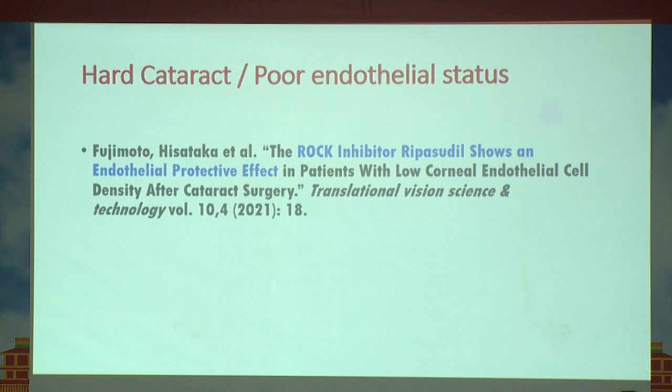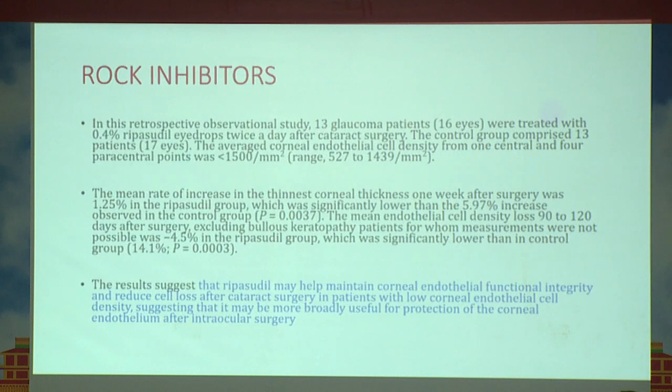Coming to those with hard cataract and poor endothelial status, what anti-glaucoma medications are to be used? It's been shown that the ROCK inhibitor ripasudil shows an endothelial protective effect. This study was done in two groups, 13 glaucoma patients and 13 controls. It was seen that the mean rate of increase in the thinnest corneal thickness 1 week after cataract surgery was 1.25% in the ripasudil group, which is significantly lower than the 5.97% increase observed in the control group.